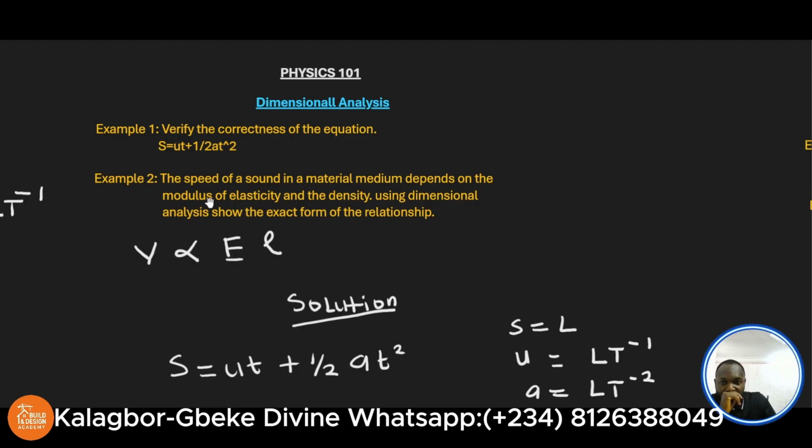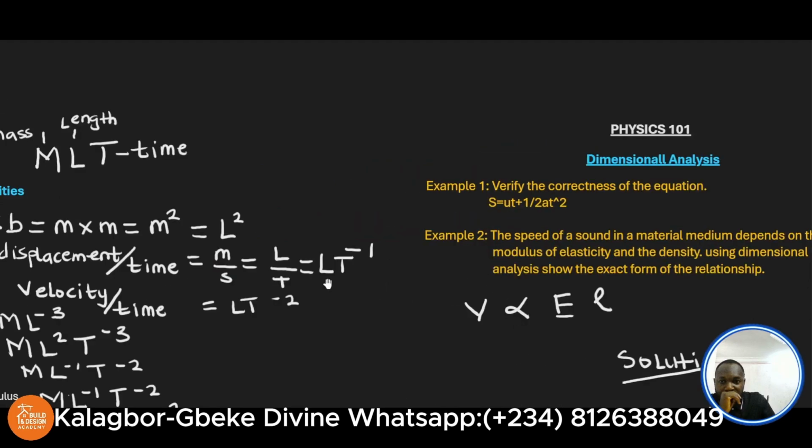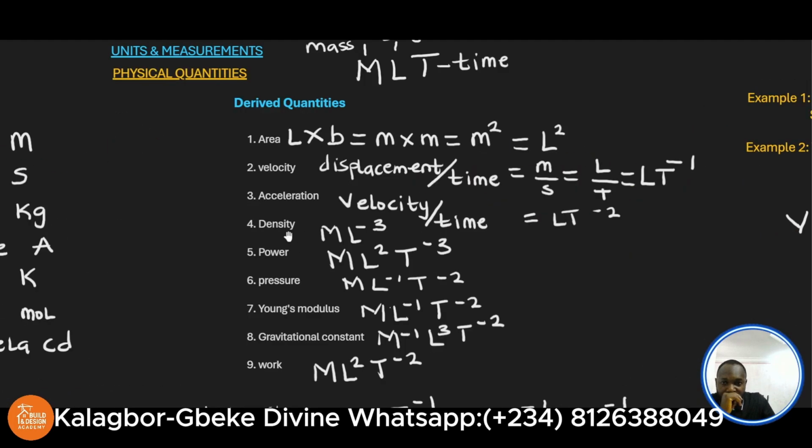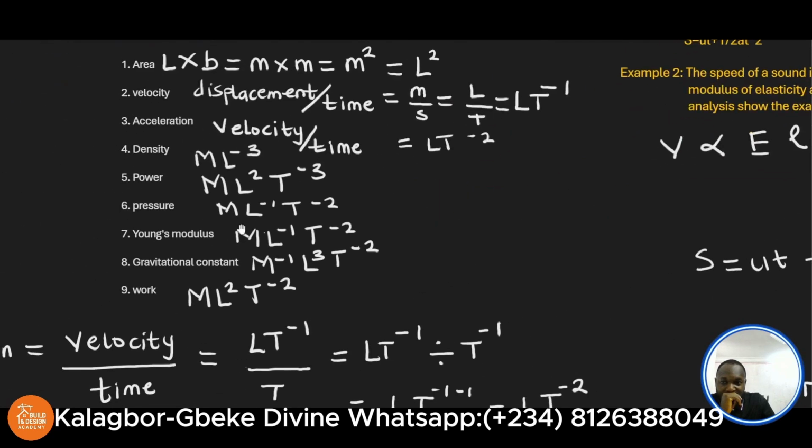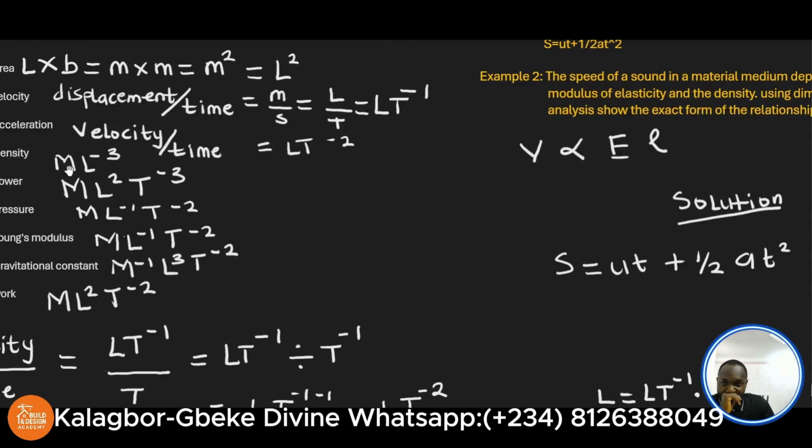They said the speed of sound, that's V, the velocity of sound in a material medium, depends on the modulus of elasticity E and the density. You know that the SI unit for speed is velocity, which is LT raised to the power minus 1. For modulus of elasticity, Young modulus, it is ML raised to the power minus 1, T raised to the power minus 2. And for density, it is ML raised to the power minus 3.